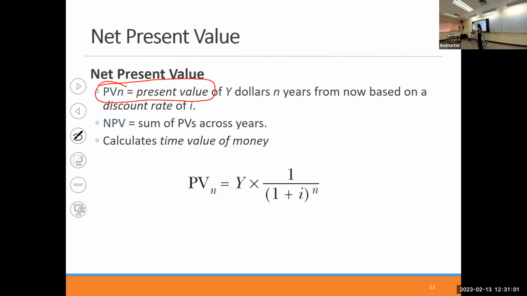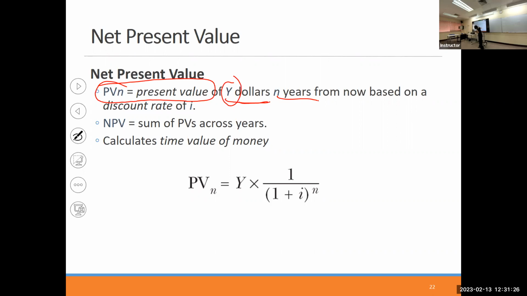Let's say that you have Y dollars. I will just say dollars, but it can be any currency. Okay, so present value allows us to calculate the value of Y dollars n years from now, based on the discount rate I. What does it mean?